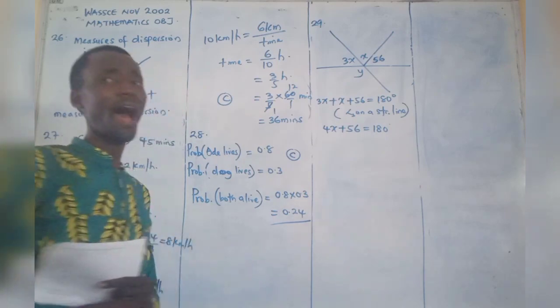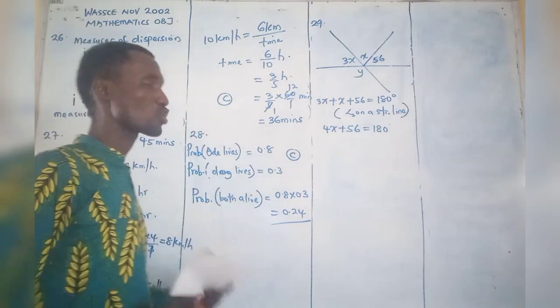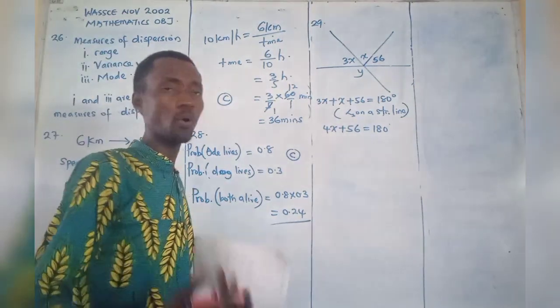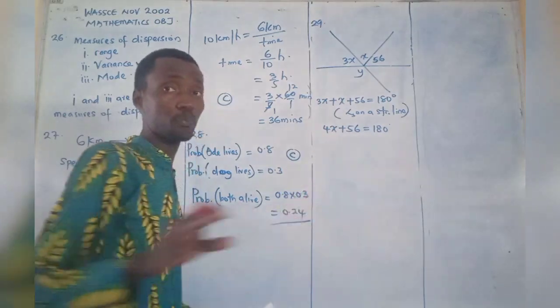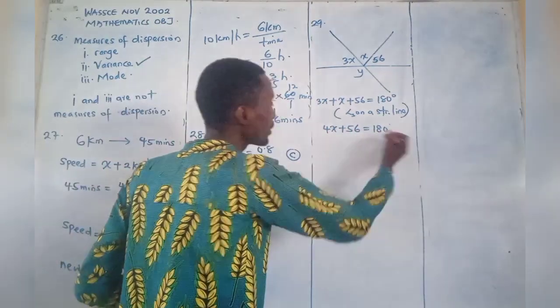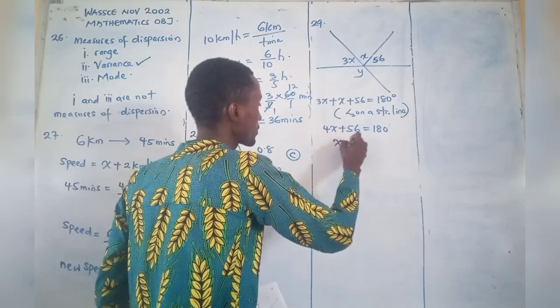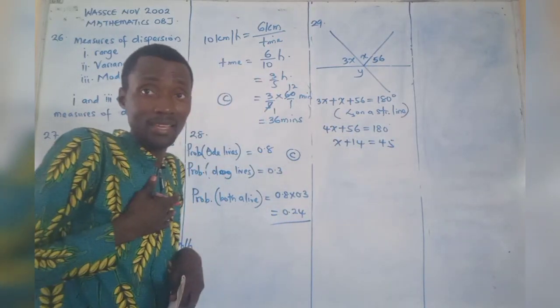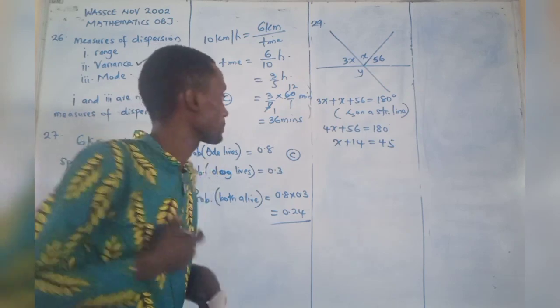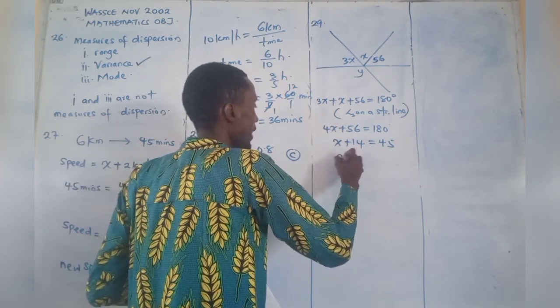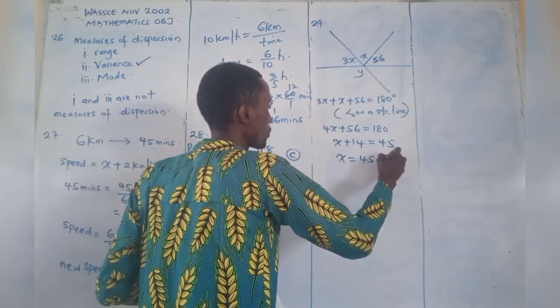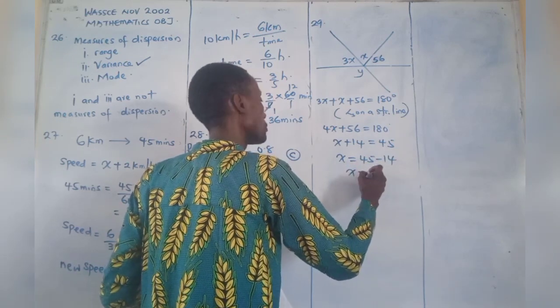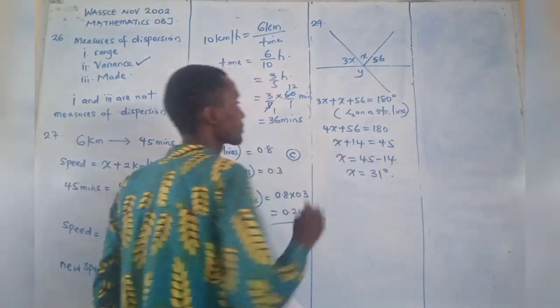Now, I always tell students, when you're solving, also try to vary your approach. I'm going to use a different approach here. 4 can divide everything through. This will be x plus 14 equal to 45. I chose to do that. I love to play with factors a lot. So x will be equal to 45 minus 14, and x will be equal to 31 degrees.